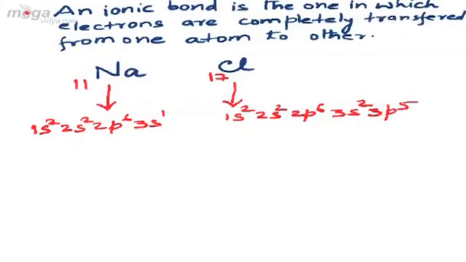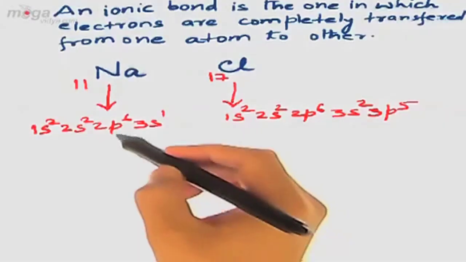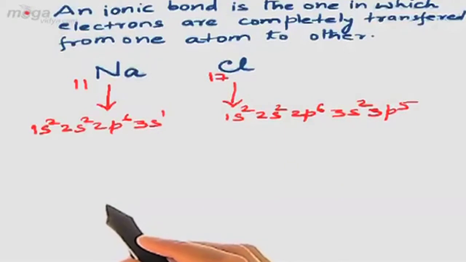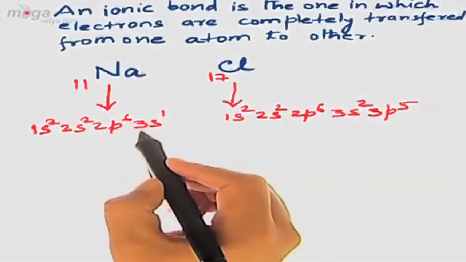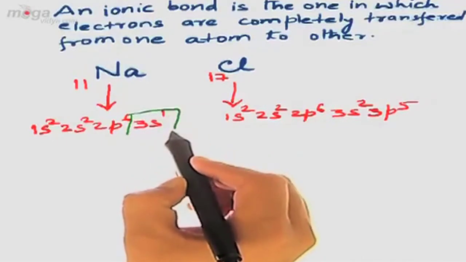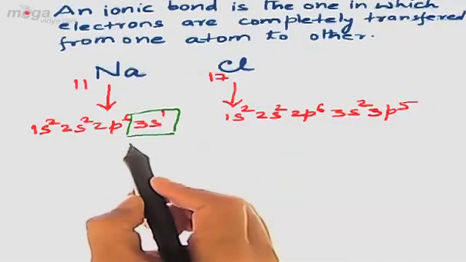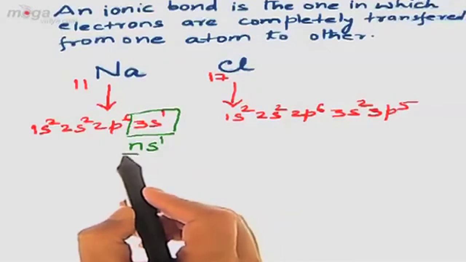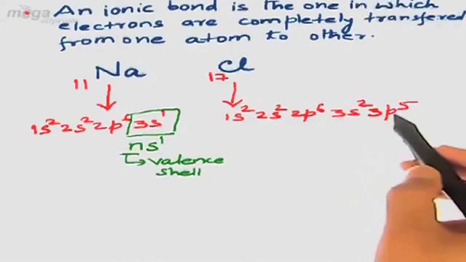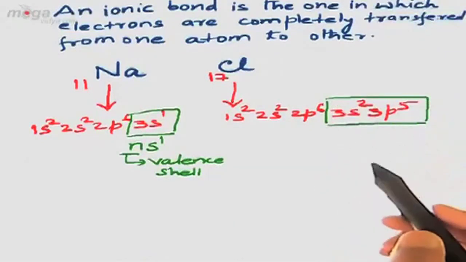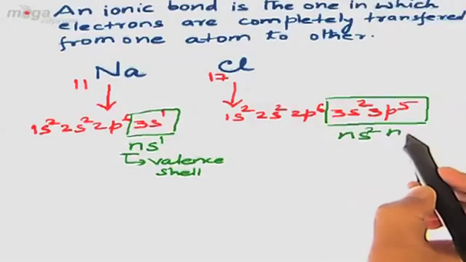So for sodium we have 1s2, 2s2, 2p6, 3s1, while for chlorine we have 1s2, 2s2, 2p6, 3s2 and 3p5. Now let's look at the valence shell, that is the outer shell electronic configuration of both these atoms. In sodium, the nth shell, that is the valence shell, is the third shell, which has the configuration ns1. Here we are calling n the valence or the outer shell. Similarly, moving ahead to chlorine, its valence shell has 3s2 3p5, that is the ns2np5 configuration.